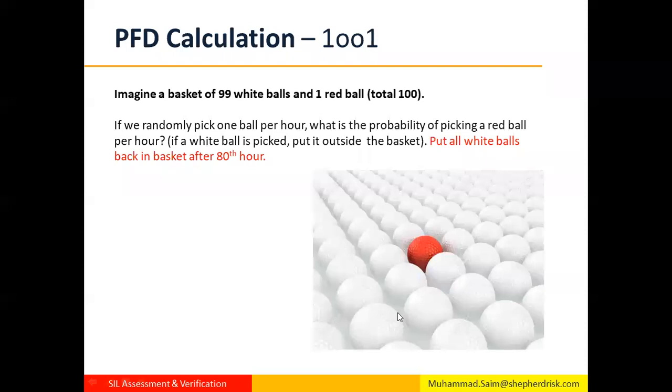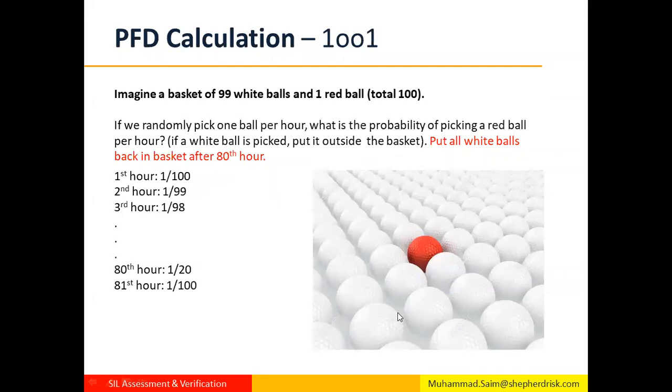Now, if at the 80th hour we put all the white balls back in the basket, then at the 80th hour the probability was 1 out of 20 because 80 balls had been removed. But at the 81st hour, it is restored back to 1 out of 100 because we have put all the white balls back in the basket. So again, the probability has been restored to 1 out of 100. And so this cycle continues.